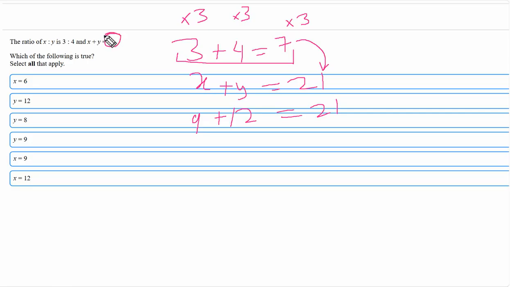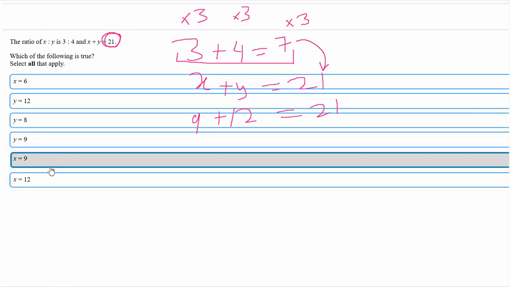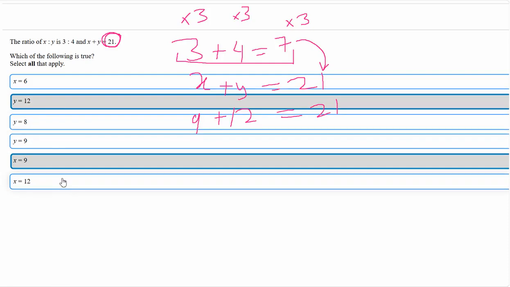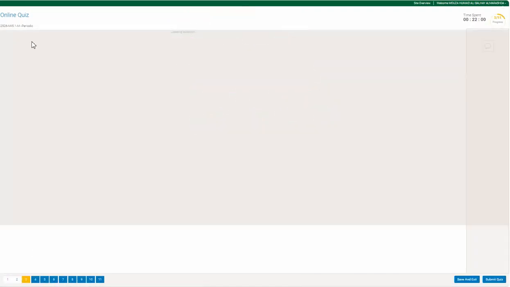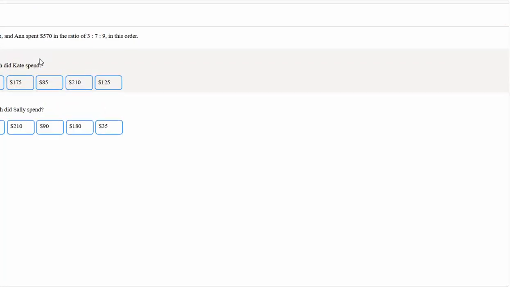And what was the hint? 21 was the hint, because we saw that 7 times 3 was 21. That's why we multiplied 3 times 3 and 4 times 3. So 3 times 3 is 9 and 4 times 3 is 12. There you go. That is your answer for this one. Let's go to the next one. I hope you've understood that. If you understood that, the rest of the quiz will be very easy.